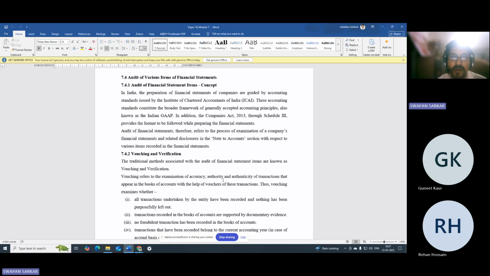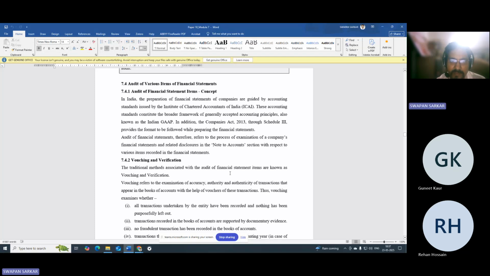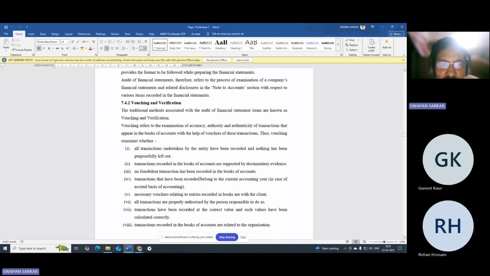Whatever be the case, the financial statement will contain certain important items, and it is the duty of an auditor to conduct an audit of these items of financial statement. In this context, we need to also define the two very important terms which are used in audit. Two most important functions to be done by the auditor are vouching and verification. Now, the traditional methods associated with audit of financial statement items are known as vouching and verification. Vouching refers to the examination of the authority and authenticity of the transactions that appear in the books of accounts with the help of vouchers of these transactions.